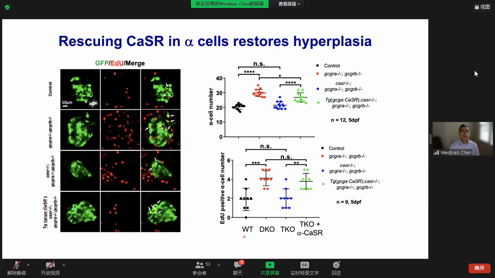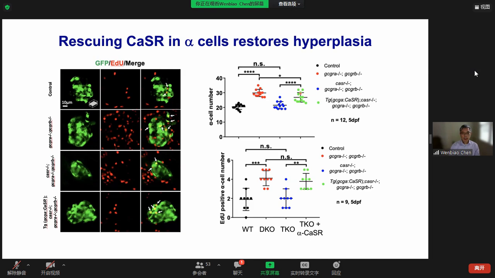And then, is CASR necessary, and is CASR acting in alpha cells? To address that, we generated a transgenic model expressing human CASR specifically in alpha cells. And we found that by rescuing CASR expression in alpha cells in the triple knockout animals, we can rescue both alpha cell proliferation and also restore or increase the alpha cell number, suggesting that CASR is acting in the alpha cells to mediate this alpha cell proliferation response.